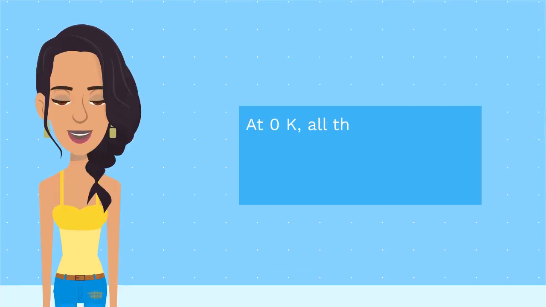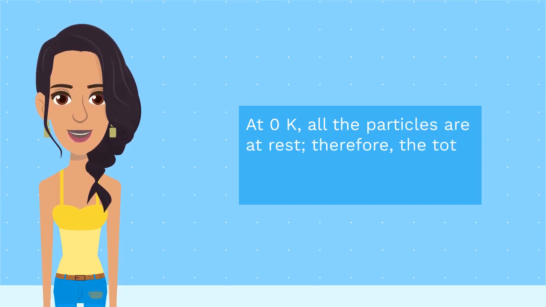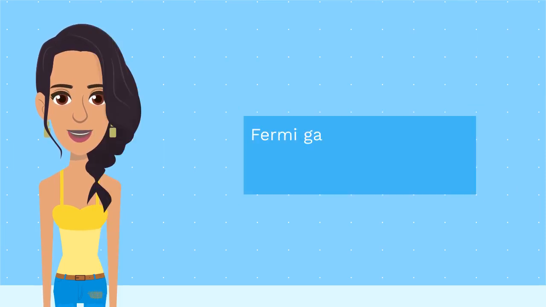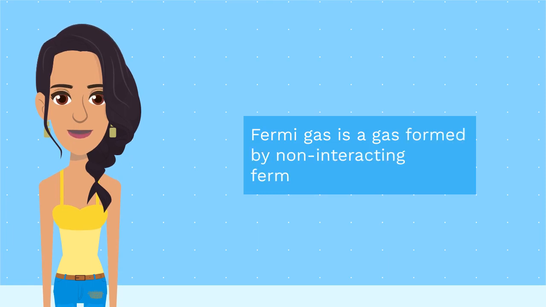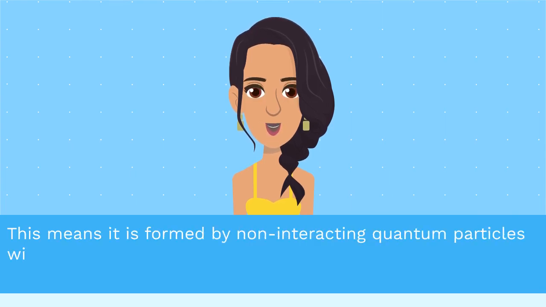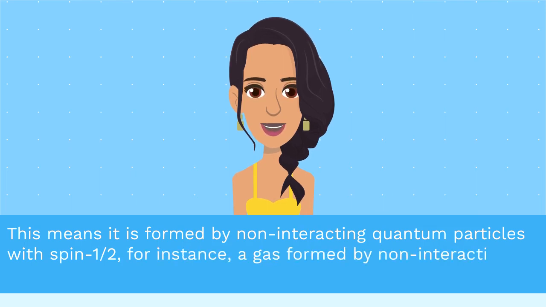At 0 K, all the particles are at rest, therefore, the total energy of the ideal gas is equal to 0 at 0 K. Fermi gas is a gas formed by non-interacting fermions. This means it is formed by non-interacting quantum particles with spin half, for instance, a gas formed by non-interacting electrons or neutrons.